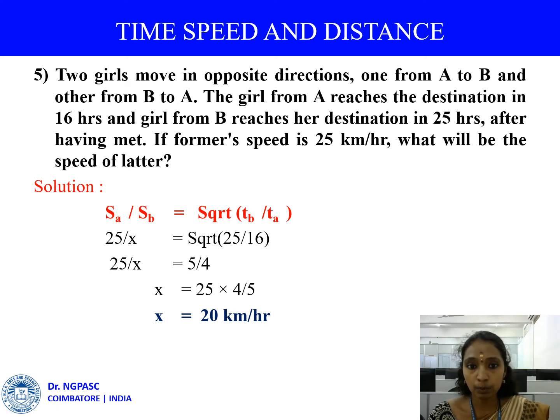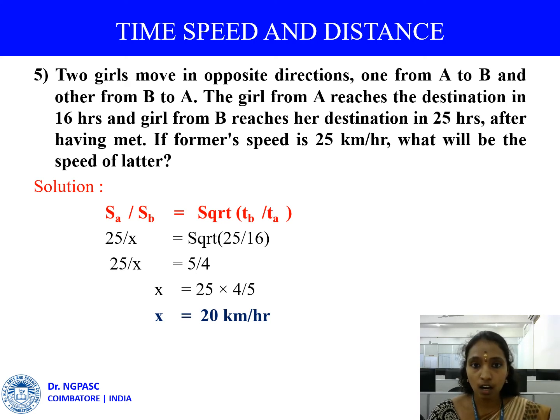So what we need to do? We need to use the formula SA divided by SB equals the square root of TA divided by TB. SA here is 25 km per hour divided by the speed of the latter, which we don't know, so we take it as X, equal to the square root of 25 divided by 16. So 25 divided by X equals 5 divided by 4. So X equals 25 into 4 divided by 5. So X equals 20 km per hour.